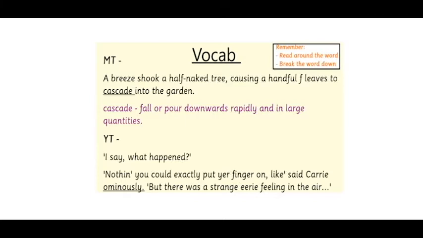Your turn. Read the sentence and then see if you can work out what the meaning is. You can check your answer on the next slide.